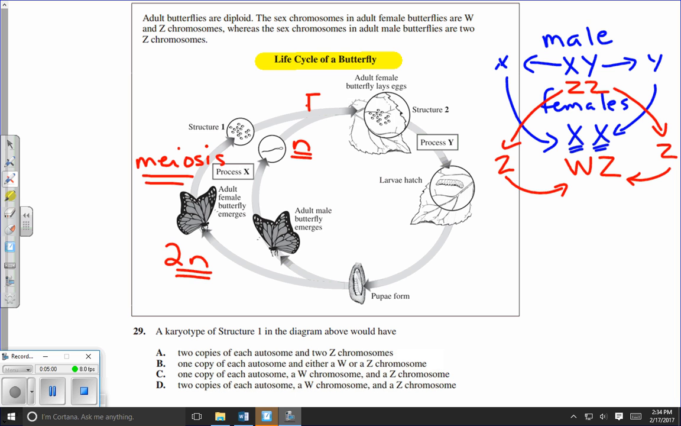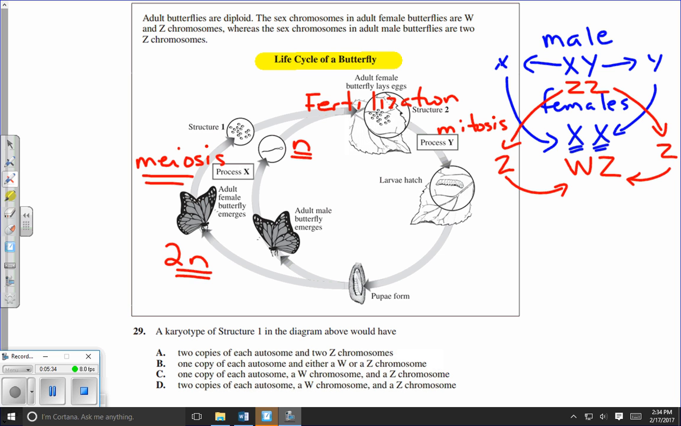So it looks like we've got fertilization happening here. So fertilization is happening to create structure 2. Structure 2, that's got to be a fertilized egg or a zygote, it looks like to me. Now, that tells us that we have process Y, where this structure 2 is going to be made into a larva. So process Y is growth. Well, how do cells grow? They're going to grow through mitosis.